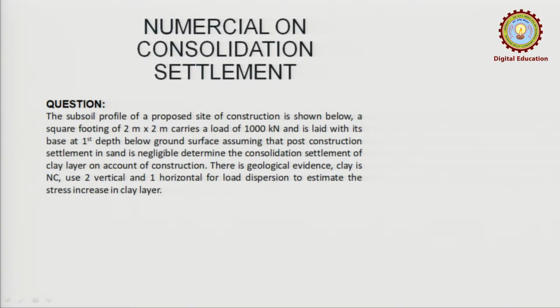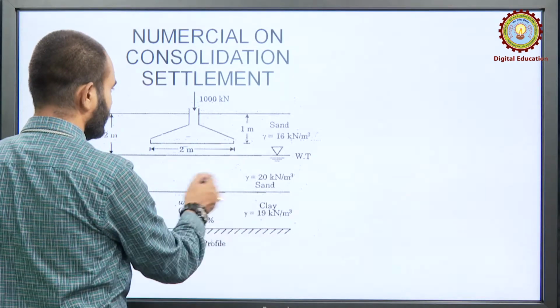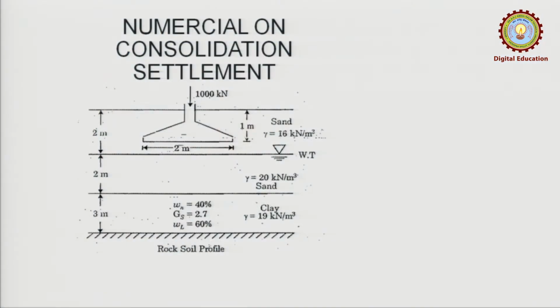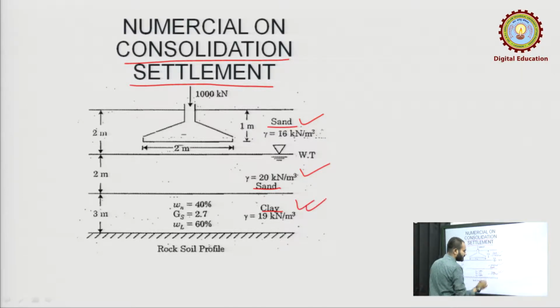Let us move to the diagram. This is the diagram. You can see, this is given in the question itself. We have three layers: sand, sand, clay. In the question it is already given that these sand layers won't undergo any consolidation settlement. So, we are mainly concerned with this clay layer only.